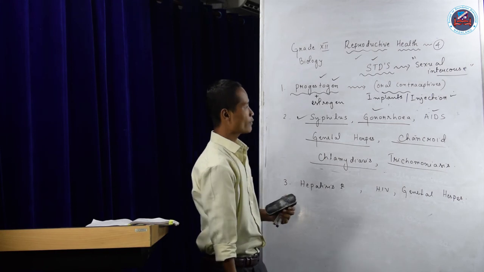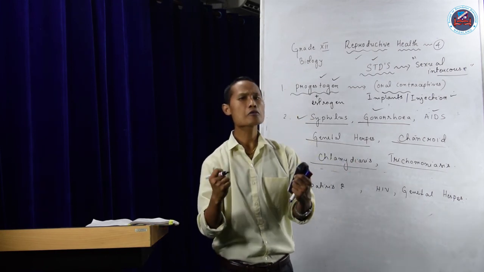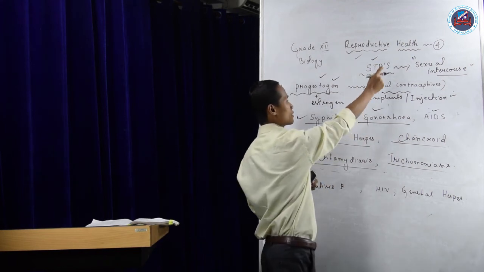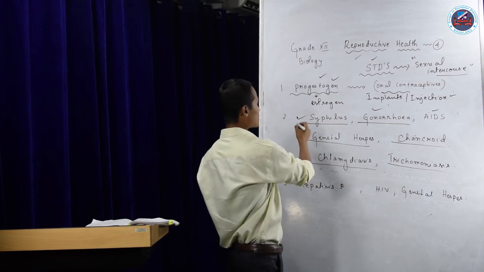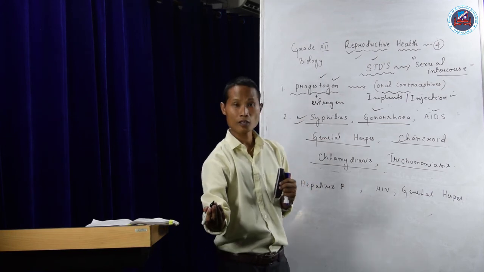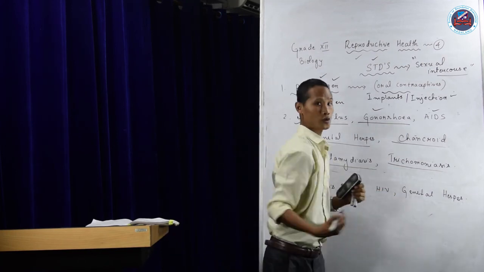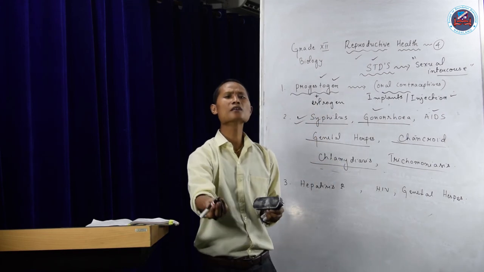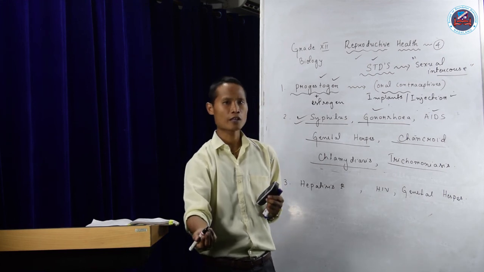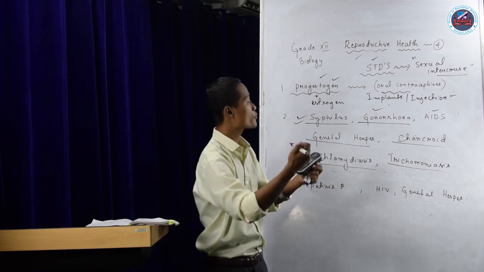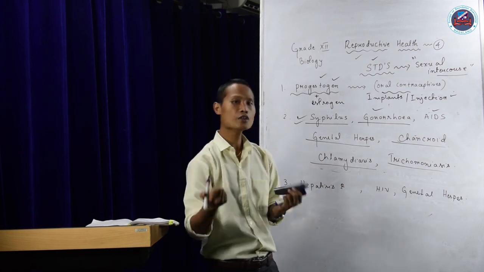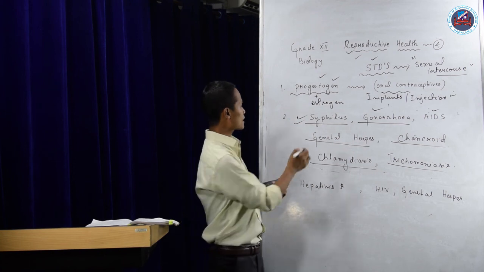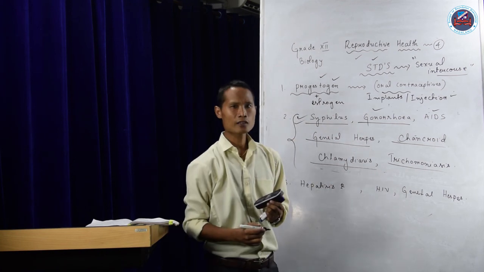trichomoniasis. Now when we talk about the microorganisms related to sexually transmitted diseases, syphilis is caused by bacteria, whereas HIV/AIDS is caused by viruses. So different microorganisms may be involved that cause diseases in the reproductive organs of human beings. So these are some of the sexually transmitted diseases.